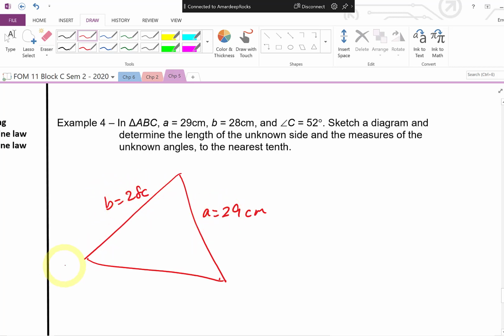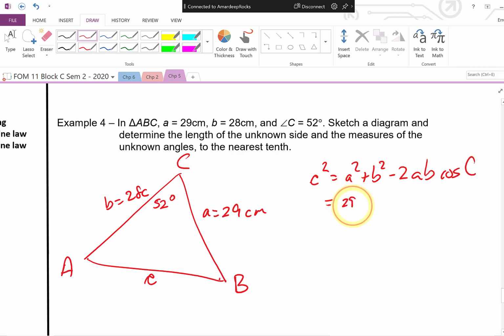And if this is a, that means this must be angle A. This is b, this must be angle B. That means this must be C. So this is 52 degrees. Okay, so right away we have two sides and a contained angle. So I'm looking for side length c, so I'm going to use this version. c squared is equal to what looks like Pythagoras minus 2ab cosine of angle C. So this is going to be 29 squared plus 28 squared minus 2 times 29 times 28 cosine of 52.